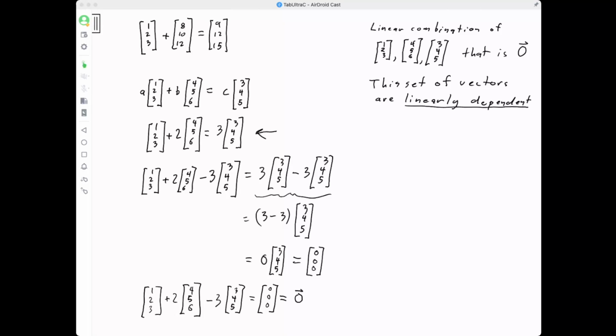They are linearly dependent because I can combine them in some kind of linear combination and get the 0 vector. Or, thought of another way, I can combine all but one of them to get the final one. So one of them can be built from the others through a linear combination. They're linearly dependent.